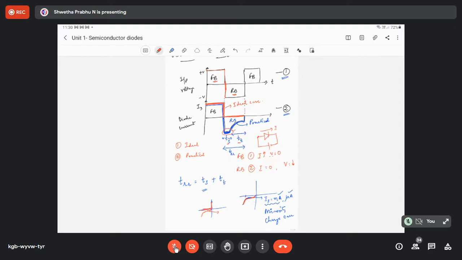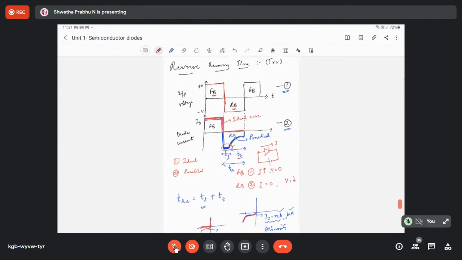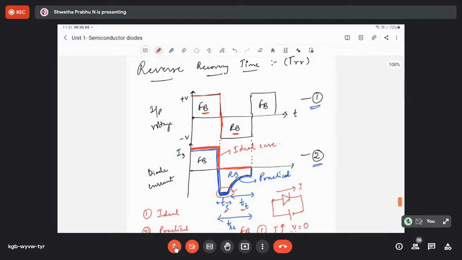Ma'am, I still didn't understand the practical one. Okay, you want me to explain the practical case? Did you understand the ideal case? Can you explain the ideal case? Yes, tell me. In ideal case in forward bias, here you have two graphs. Explain with respect to these two graphs.